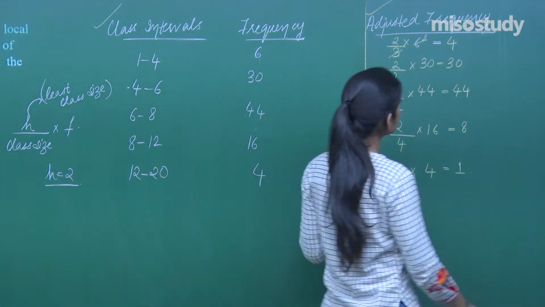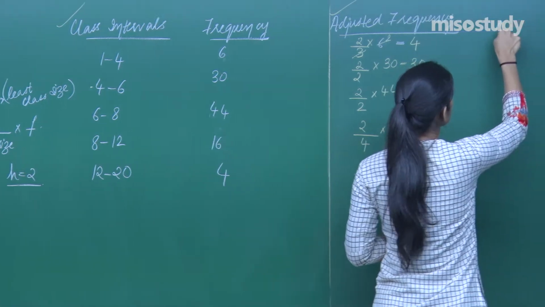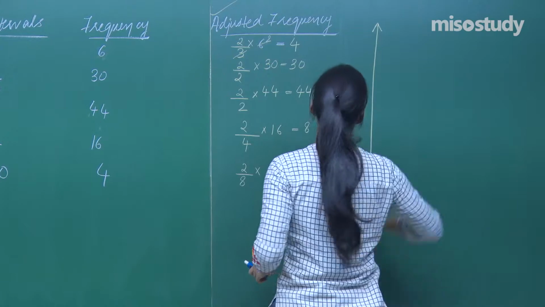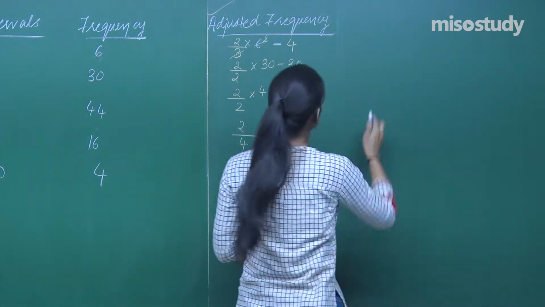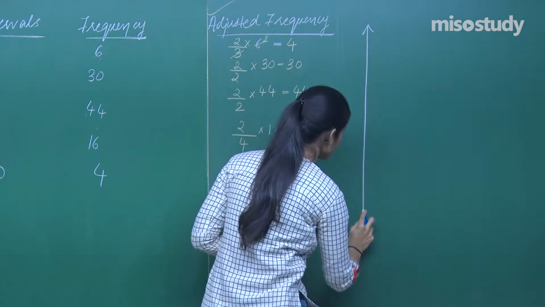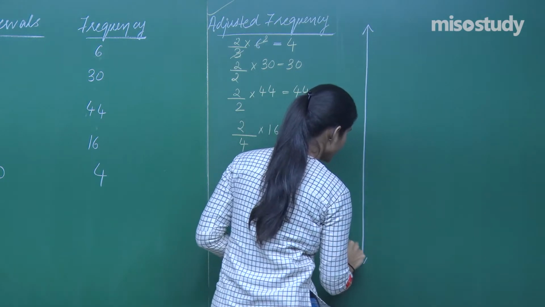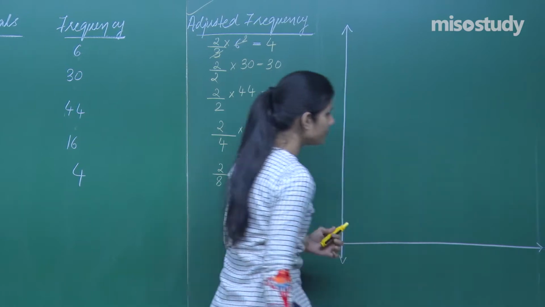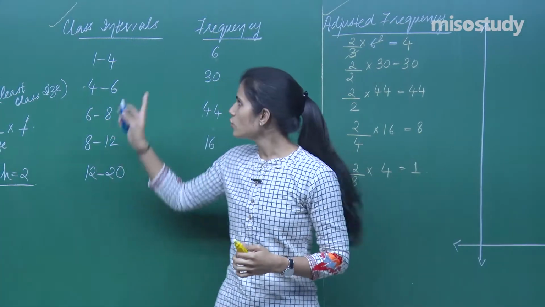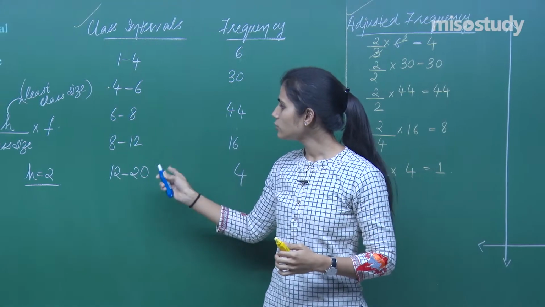Now with the help of the first and third column, as I said, you will be drawing the histogram. So what is going to happen in the case of drawing the histogram? On your y-axis you will be plotting the adjusted frequencies and on the x-axis you will be plotting the class intervals: 1 to 4, 4 to 6, 6 to 8, 8 to 12, 12 to 20.